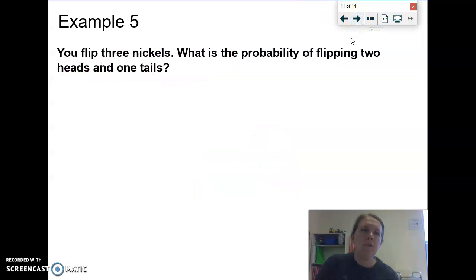Number 5, you flip 3 nickels. What is the probability of flipping 2 heads and 1 tails? So this one actually I think would be almost best to draw a tree diagram, okay? So I go ahead and say I flip one nickel. When you flip a nickel, you've got a heads or a tails. So there's 2 options here, heads or tails, okay?